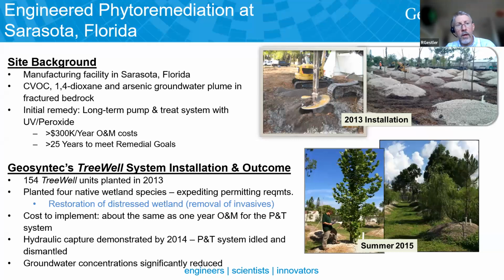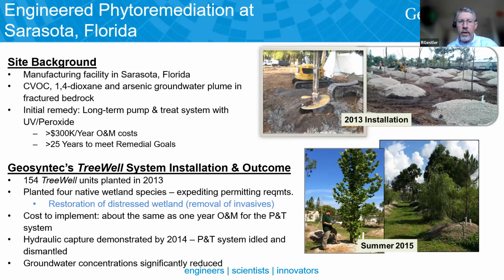So let me jump into a quick case study or two. First one, I recognize you folks are in Idaho, but the key takeaways apply anywhere really in North America. This is a site in Central Florida. This is a former manufacturing facility, an electronics manufacturer. The issues here are chlorinated solvents and, critically, 1,4-dioxane.